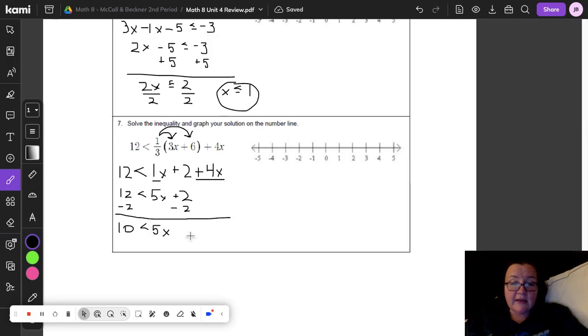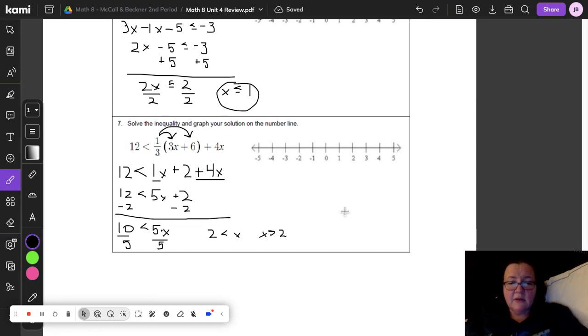All right, we want to get that x alone. Right now we have 5 times x. So we're going to divide on this side and divide on this side. 10 divided by 5 equals 2 is less than x. You can also write it like this: x is greater than 2.